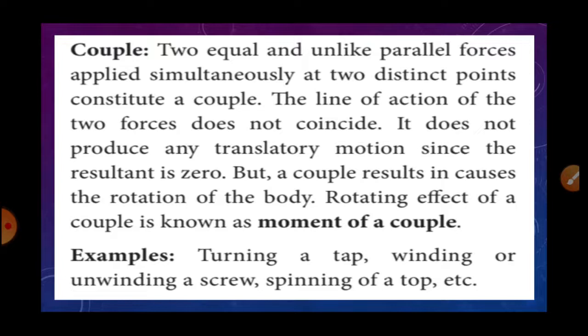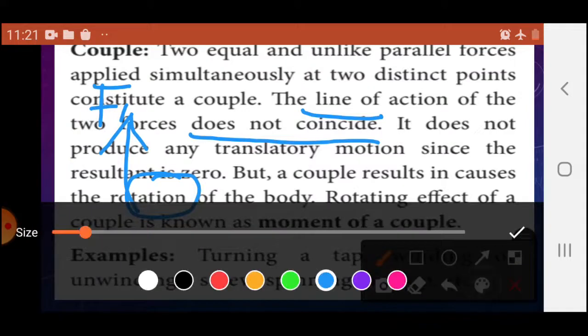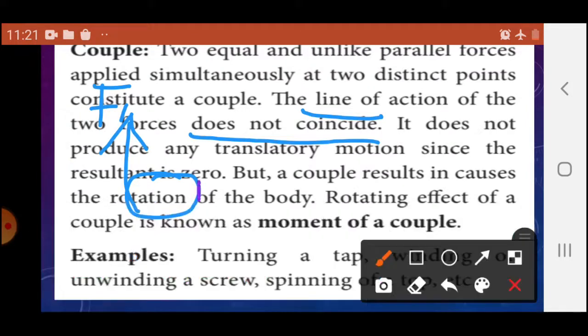And the lines do not coincide because the upward force is F1, and here we can take blue color, this is downward, so F2. So this is F1 and F2, two different points with opposite but equal forces. So this is nothing but the moment of couple. The rotating effect of a couple is known as the moment of couple.